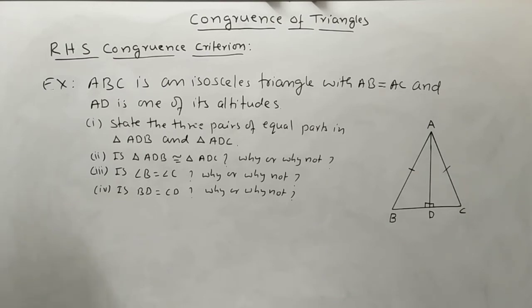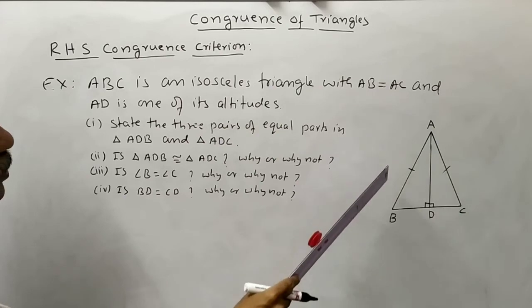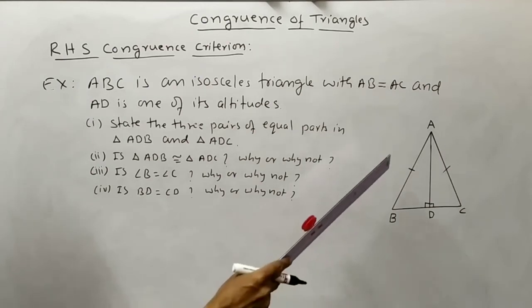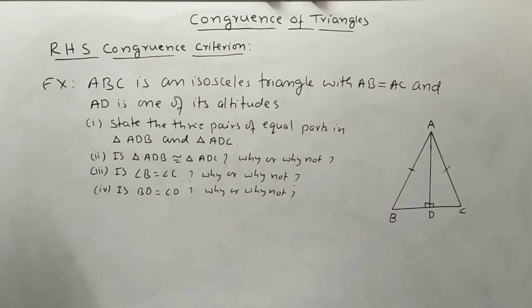Second one. Is triangle ADB congruent to ADC? Why or why not? Third one is angle B equal to angle C? Why or why not? Fourth one is BD equal to CD? Why or why not? Solution.